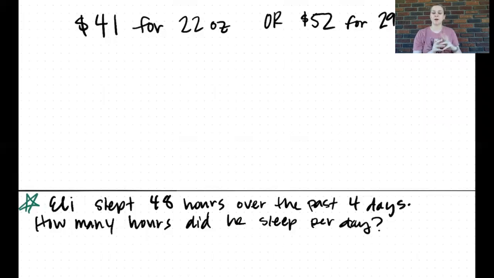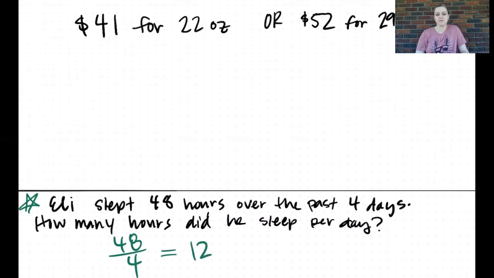And hopefully you did that work. So now let's take a look. I'm going to write this as a fraction, 48 hours and 4 days. When I divide those, I get 12. 48 divided by 4 is 12. So this is 12 hours per day. This whole thing, 12 hours per day, is the rate. Remember, if they ask you for the unit rate, they just want the number.